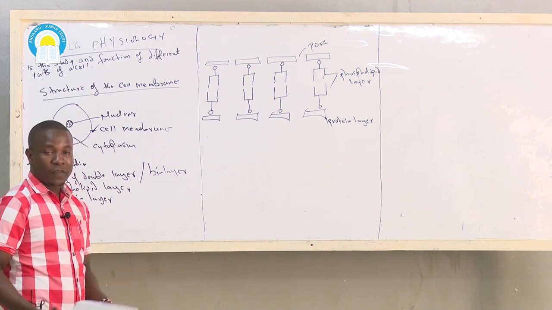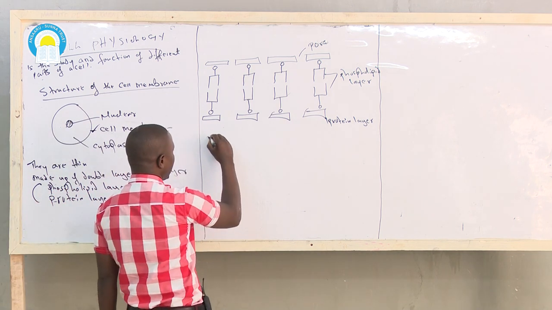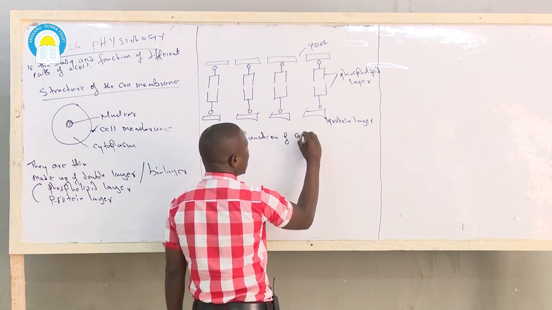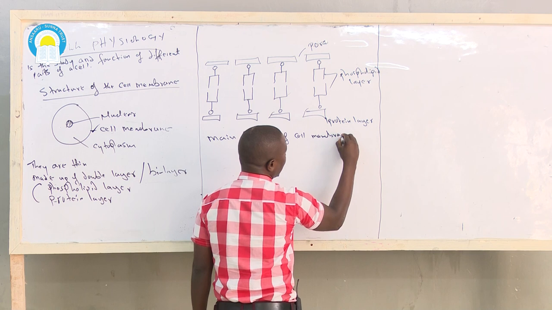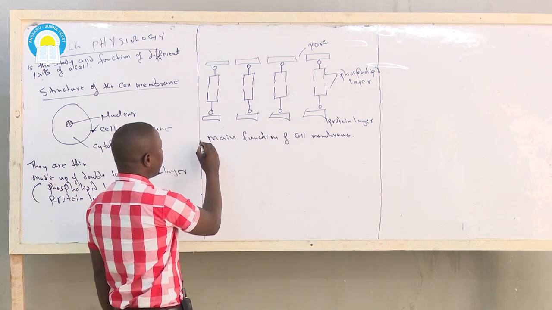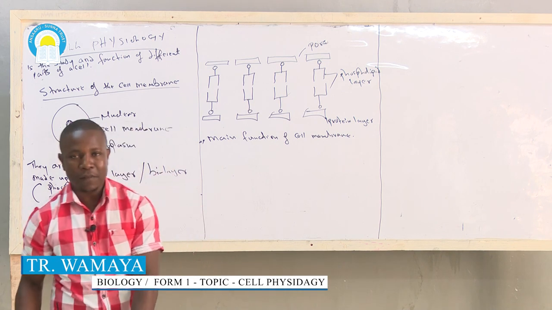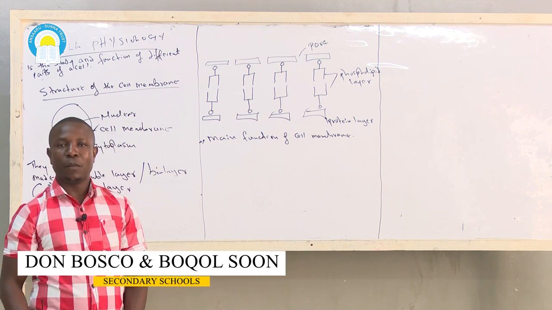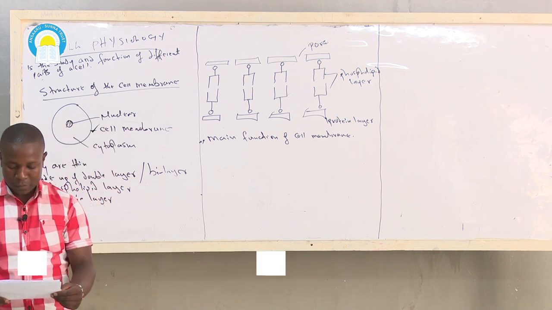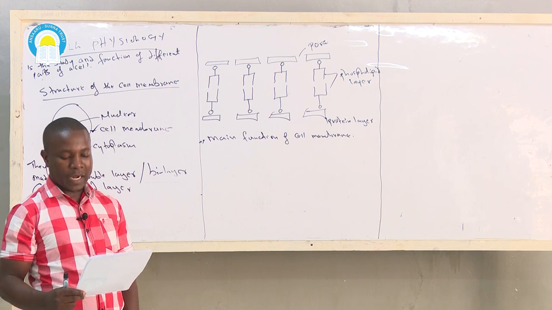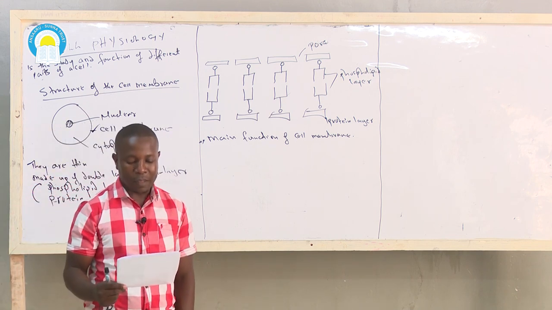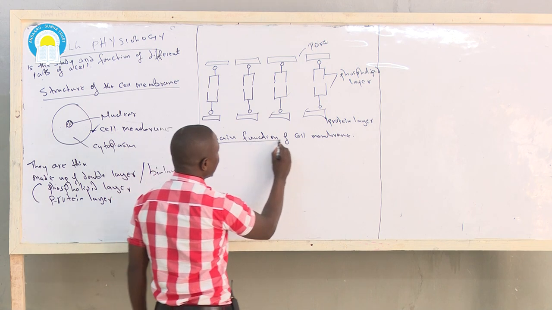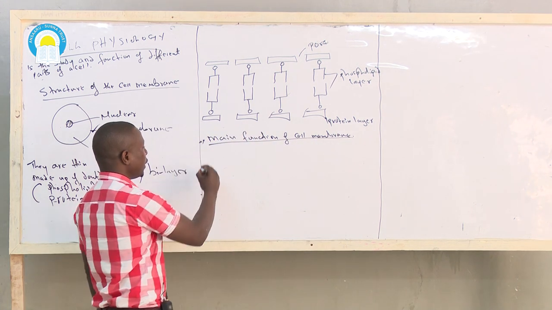So you go to the functions of the cell membrane. The main function of the cell membrane. If you are asked in an exam, give the main function of the cell membrane. It is simple. It allows movement of material in and out of the cell. You can also say cell membranes are important because they separate cell content from its surrounding.